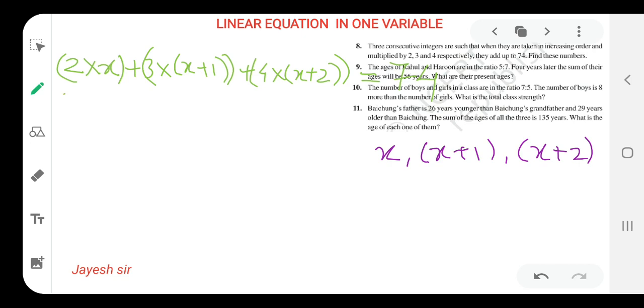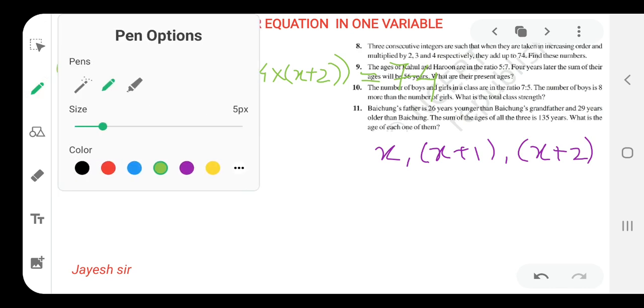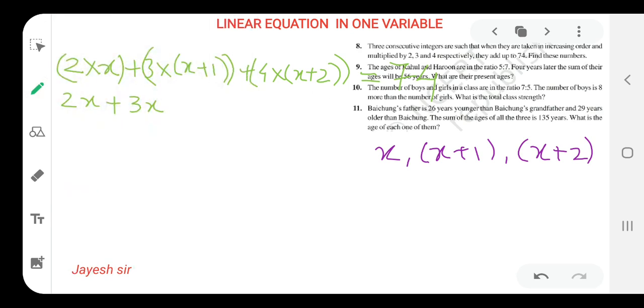So 2 into x would be 2x. Now 3 should be multiplied with both the values, that means 3x. First 3 should be multiplied with x, and then 3 should be multiplied with 1 also, as per the distributive property. Similarly, 4 should be multiplied first with x, then with 2. That means 4x plus 4 into 2, which is 8, and their sum is 74. Yes friends, till here we have completed.